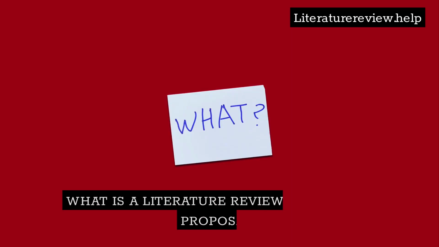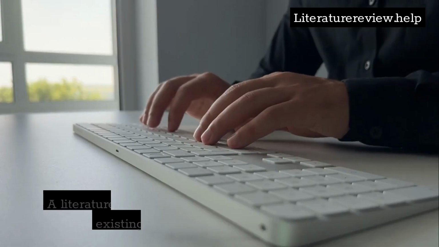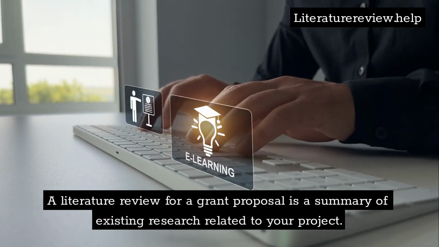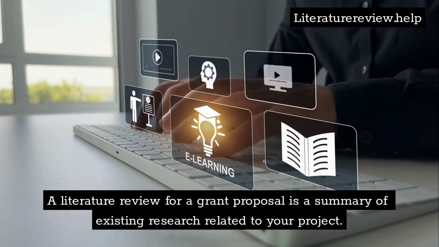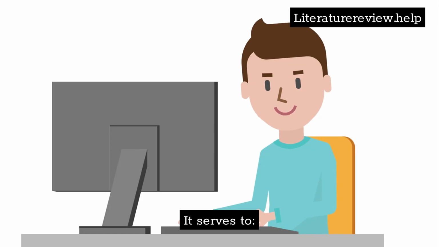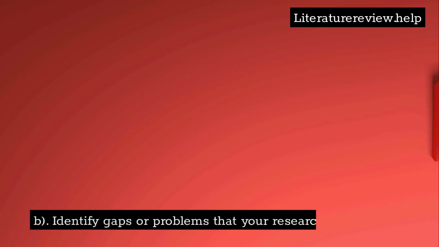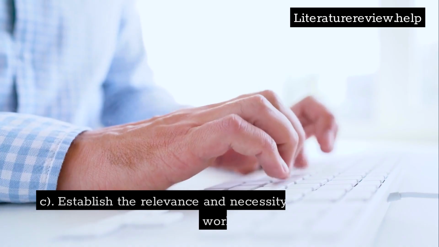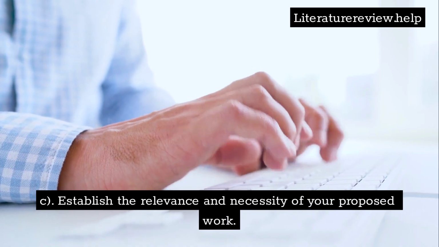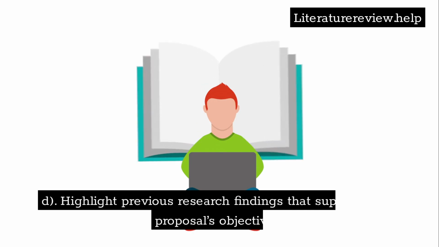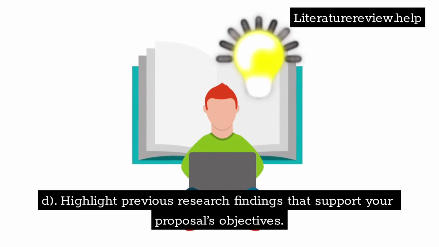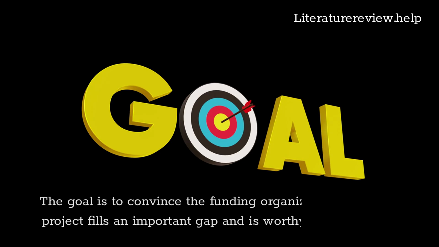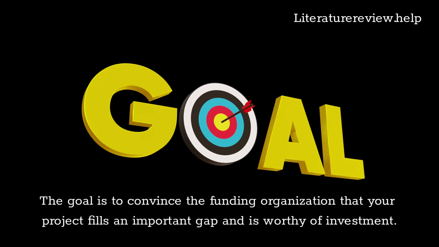What is a literature review in a grant proposal? A literature review for a grant proposal is a summary of existing research related to your project. It serves to: A. Showcase the current state of knowledge in your field. B. Identify gaps or problems that your research will address. C. Establish the relevance and necessity of your proposed work. D. Highlight previous research findings that support your proposal's objectives. The goal is to convince the funding organization that your project fills an important gap and is worthy of investment.